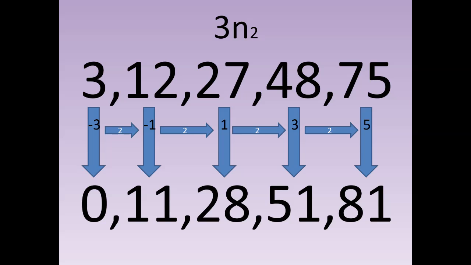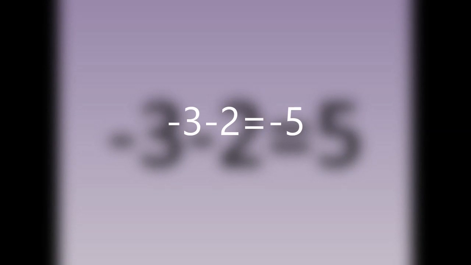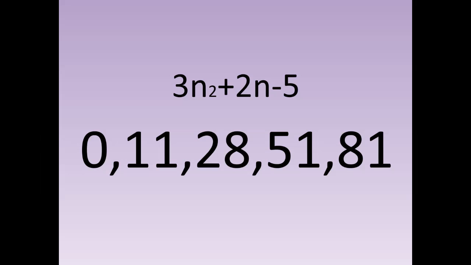Next, find the integer. To find it, you first have to take away the number before n squared from the first difference. This is 3 minus 2, which equals 5, so the integer is minus 5. Let's bring this together and get the answer: 3n squared plus 2n minus 5.